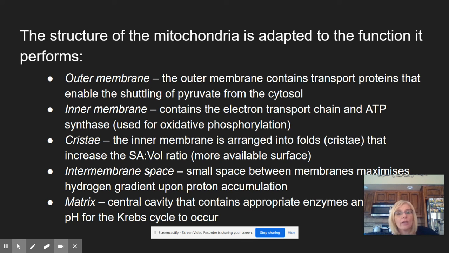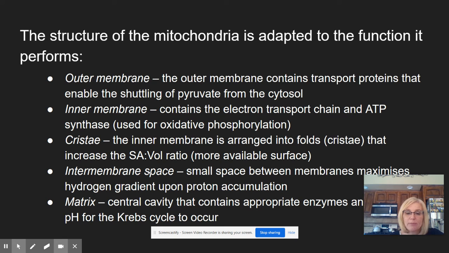So the outer membrane contains the transport proteins that enable pyruvate to come into the mitochondria. The inner membrane, this is where the electron transport chain is, and this is where the majority of the ATP is made during cellular respiration, or oxidative phosphorylation. The cristae, those are the inner membrane folds that extend into the matrix, and their whole purpose is to increase the surface area and volume, therefore increase the amount of space that the electron transport chain can happen in and be able to create more ATP.